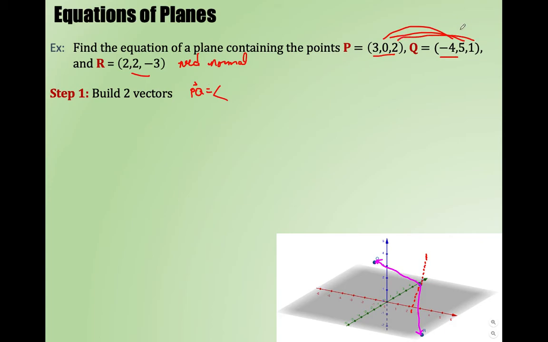Right? -7, 5, and -1. Check my math on that. And now again, this is translating them all to the origin, right? And then I'm going to do PR.